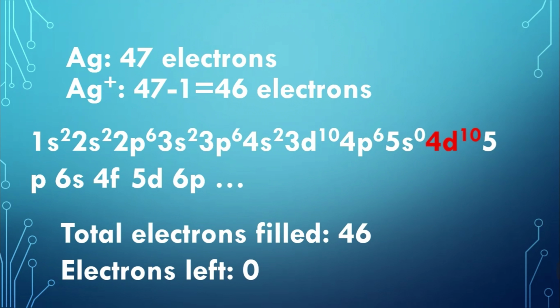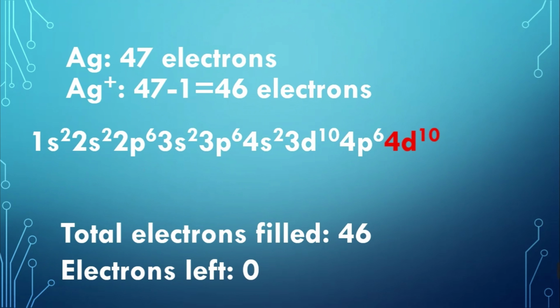Let's clean the orbitals that have not been filled with any electrons from our view. The 5s orbital is not filled with any electrons, so let's also clean it from our view.